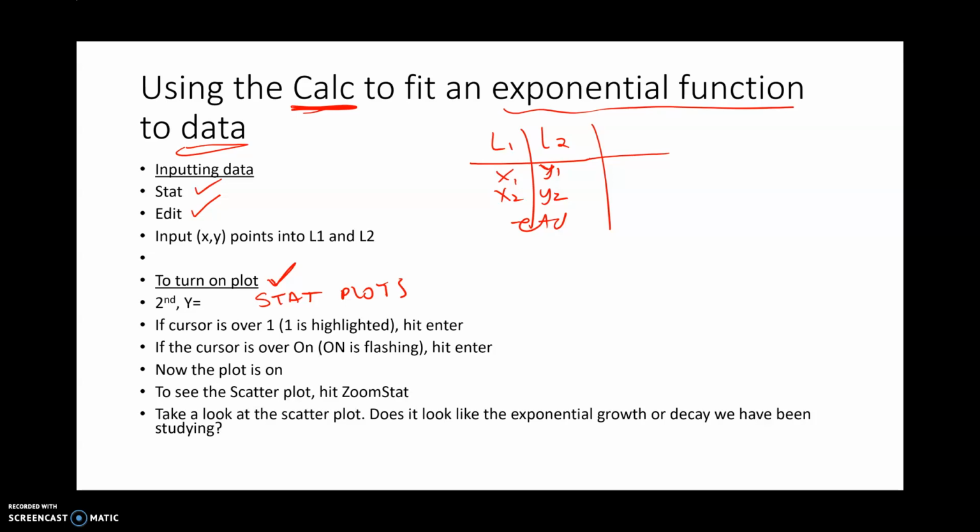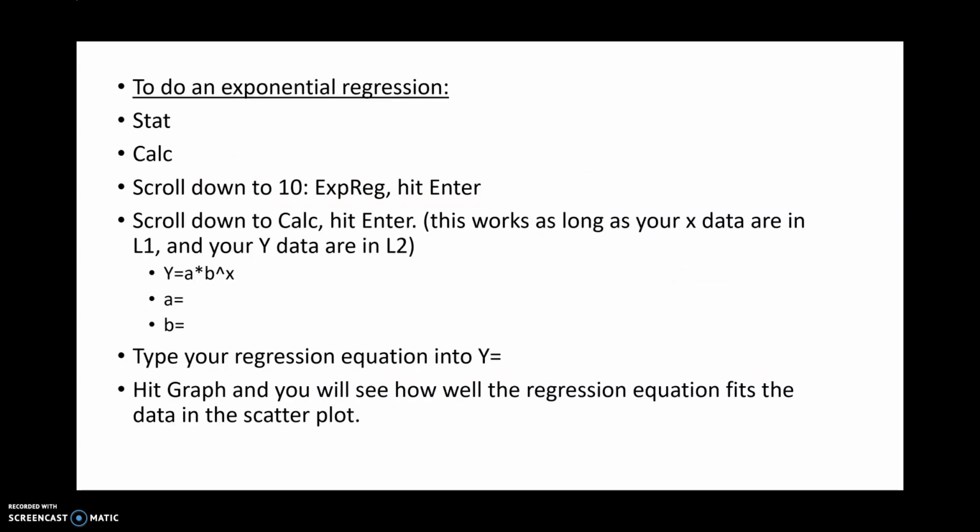Now, if your data is already in there, you would go to Zoom, the third button, ZoomStat, and you will see what the scatter plot looks like. It'll bring up the data points. Does it look like exponential growth or decay, which we've been looking at? We'll see. Then we'll go back through this again.